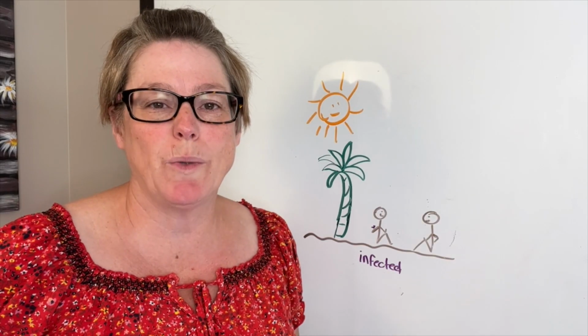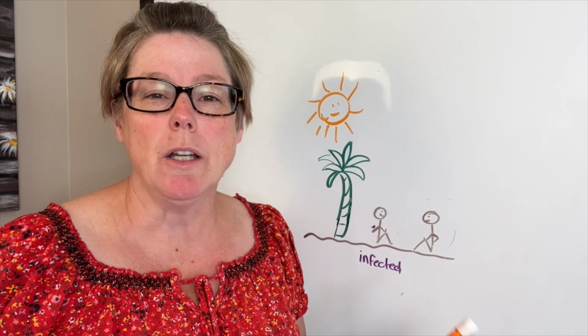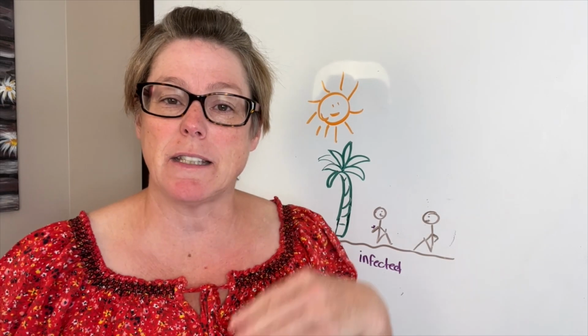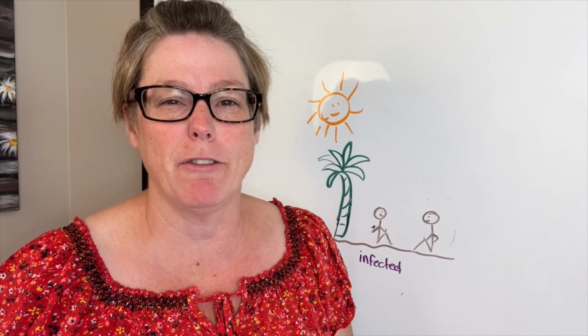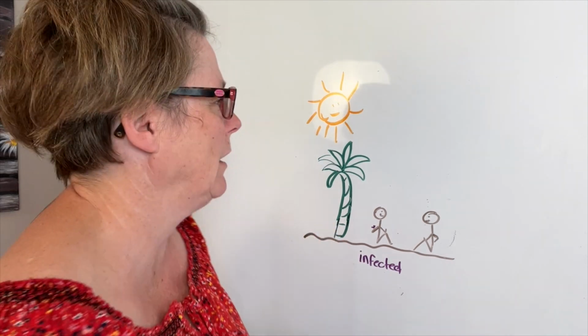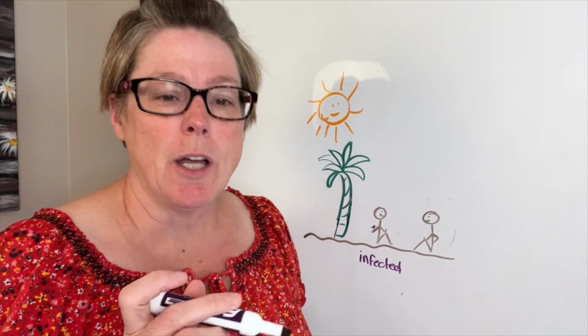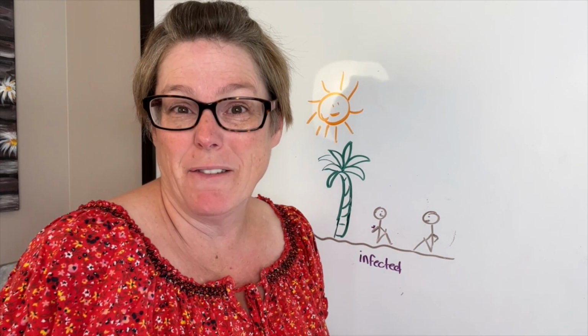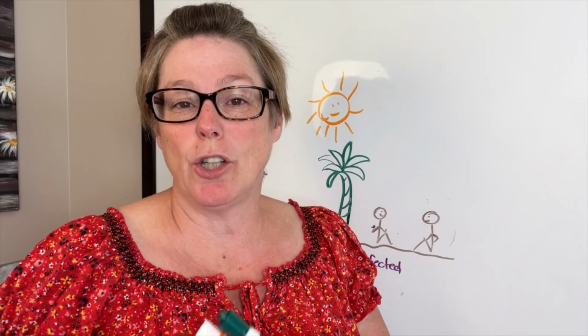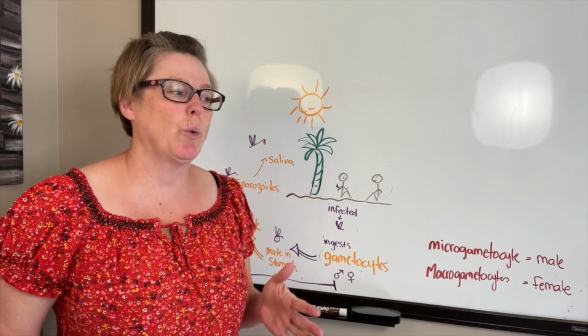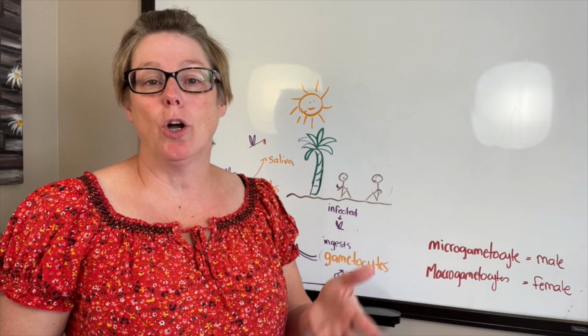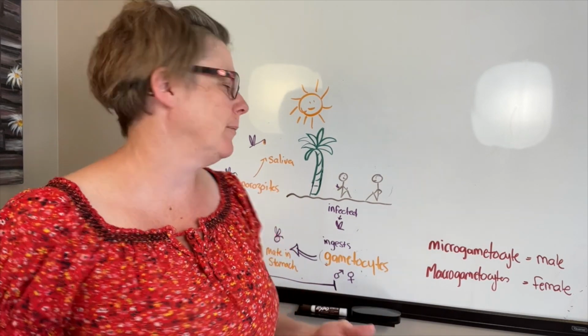So just how do we get infected with malaria? Malaria is transmitted through a mosquito, and specifically the Anopheles. I think I'm saying that correctly. And those mosquitoes become infected themselves when they bite an infected human. So here's what's happening when a mosquito bites an infected host, being a human.